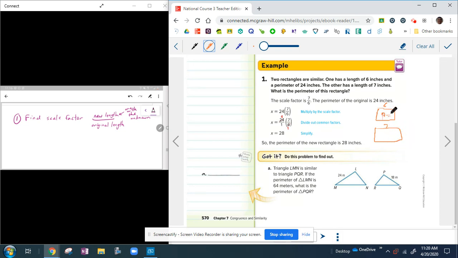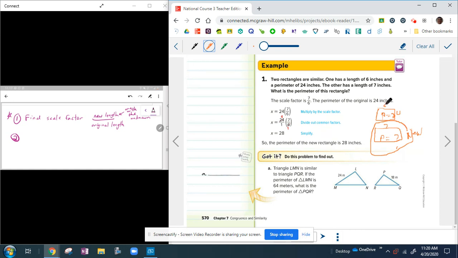I should have drawn this on the other side, 24, and then a perimeter of, I don't know. Because this one has the unknown, that's going to be your new shape, which is going to go on top of the ratio to figure out what our scale factor is. So that's a big key right there. And then we'll go to step 2. So we find the scale factor.